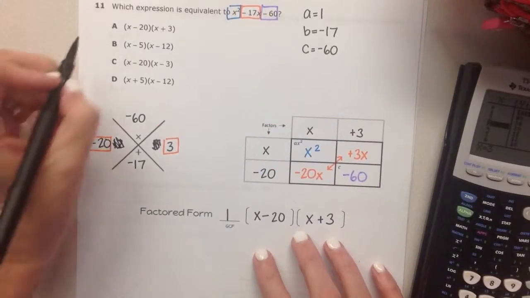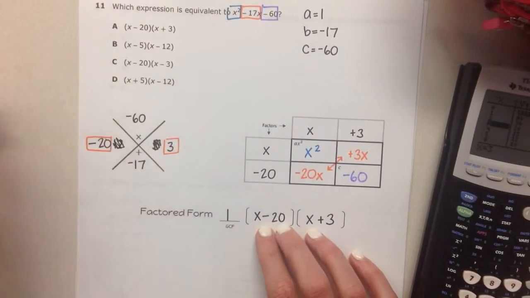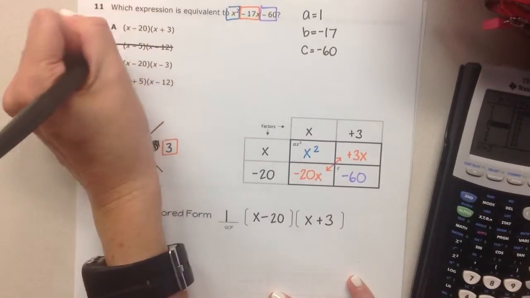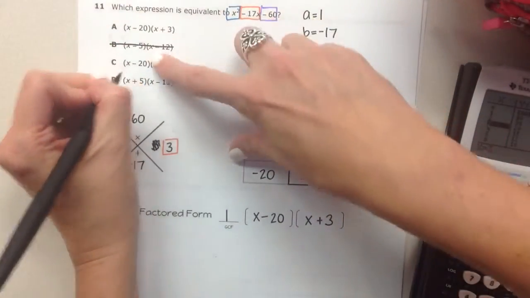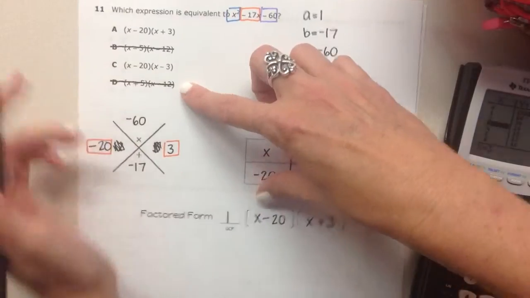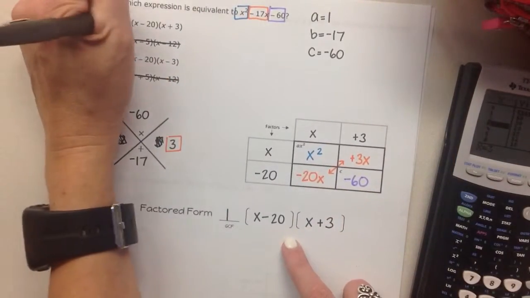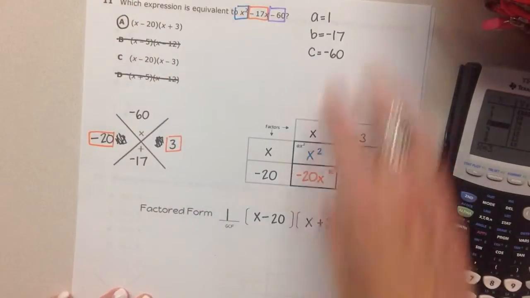And so now I'm looking at my answer choices. I'm looking for x minus 20. B does not have it. X minus 20, D does not have it. And then I'm looking for x plus 3, and that would be answer choice A.